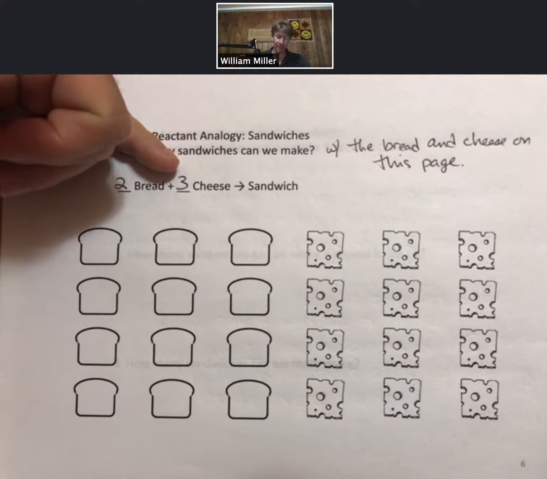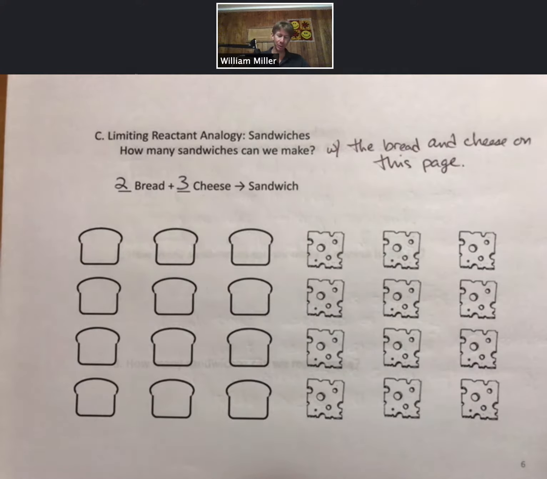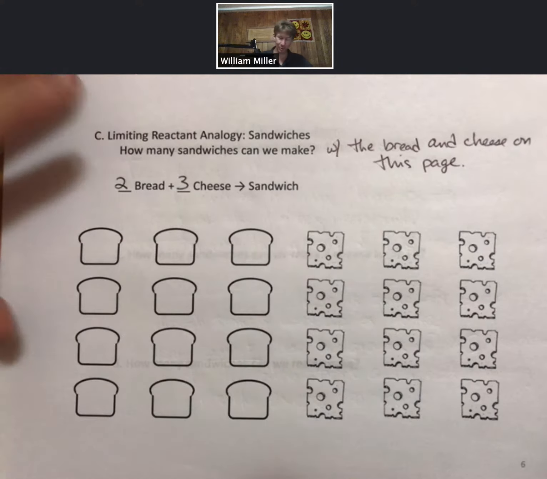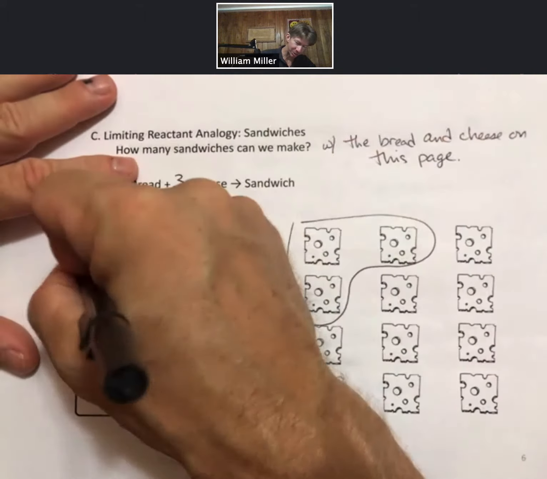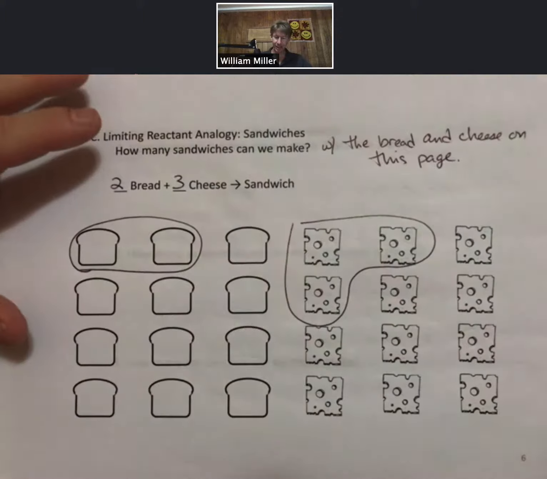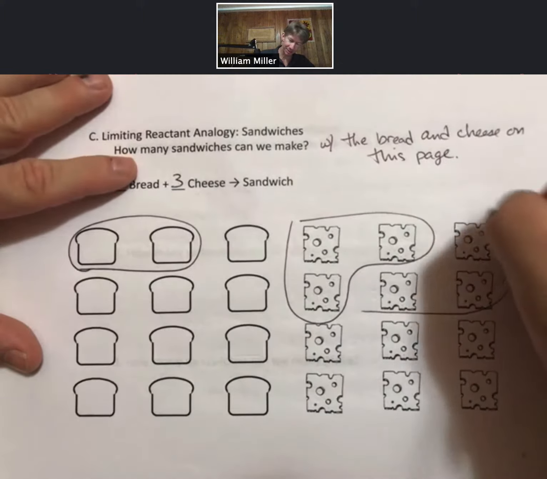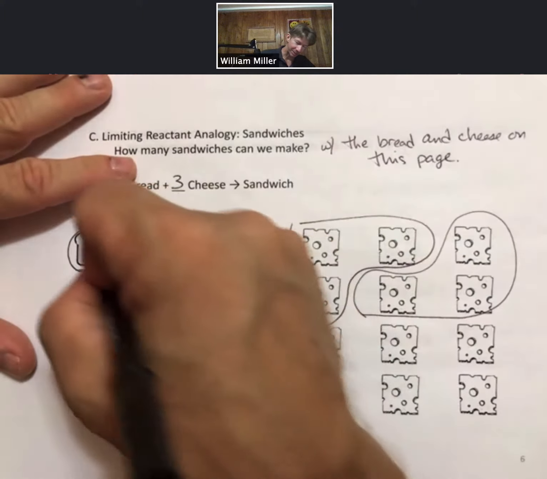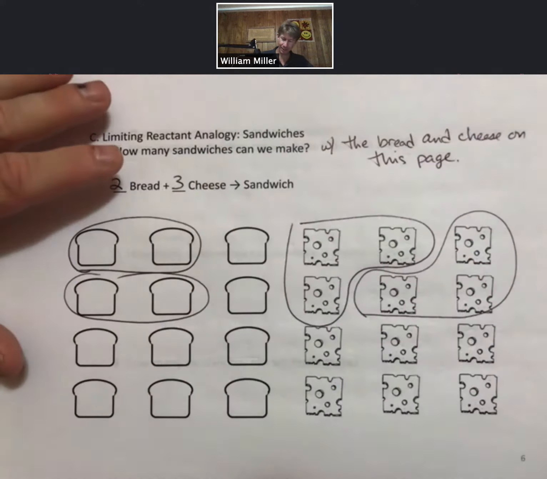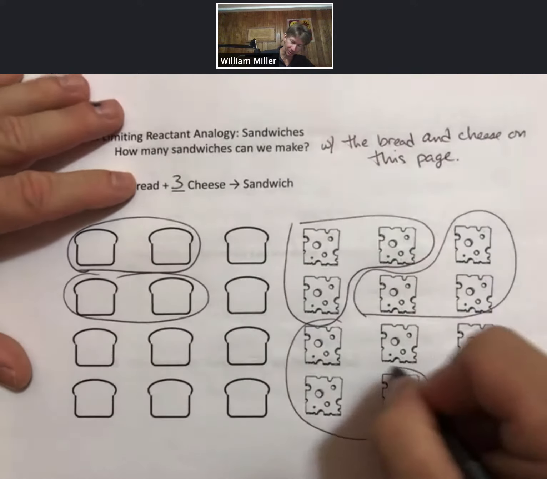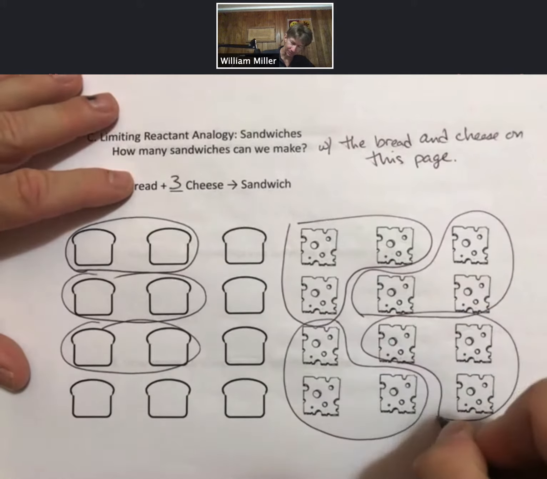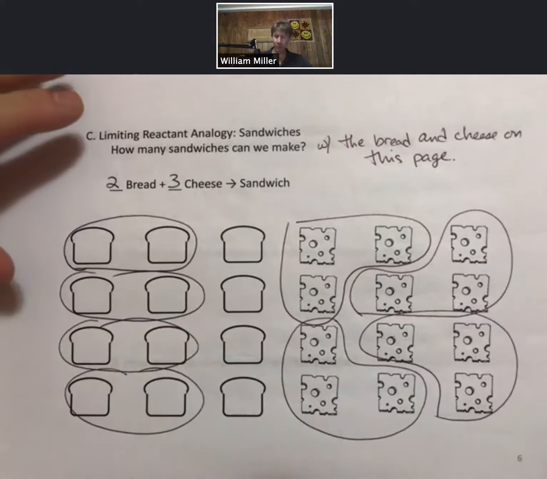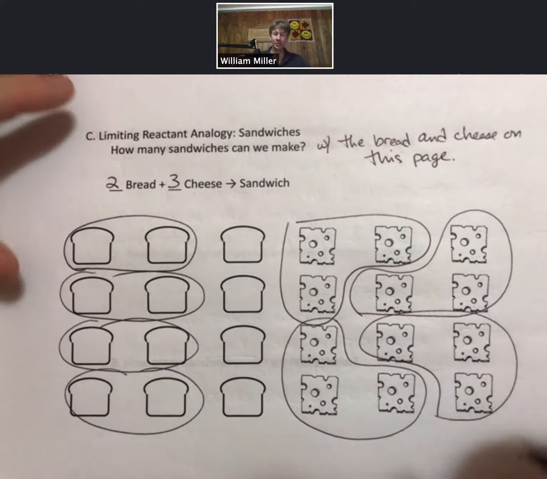And just to drive home the point, let's circle each sandwich at a time. So I'm going to have 3 cheeses and 2 slices of bread. And I'm going to have 3 more cheeses for my second sandwich and 2 more slices of bread. And we can continue on. And what we can show is that we run out of cheese first.